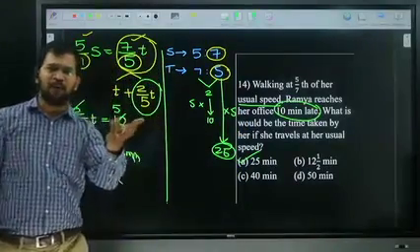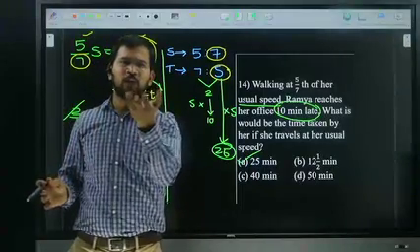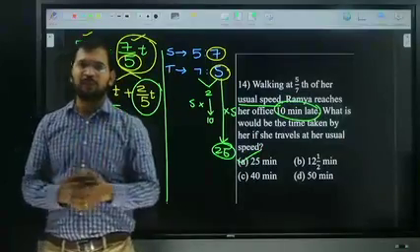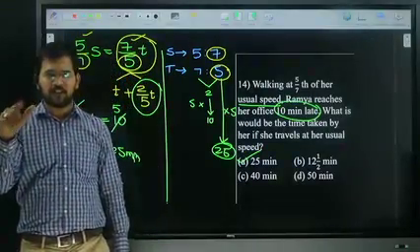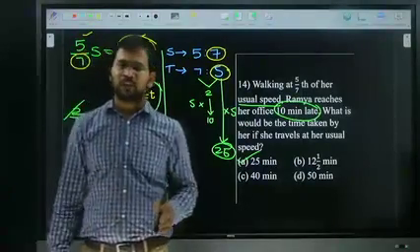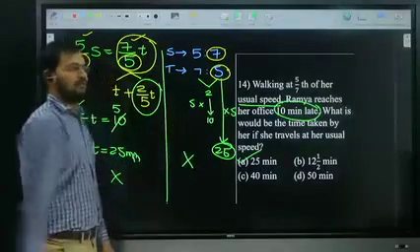Are you understood? 5 is to 7, 7 is to 5. 2 parts difference. 2 parts is nothing but 10 minutes, and therefore 1 part is nothing but 5 minutes. They're asking for the original time, which is 5 parts. Therefore 5 into 5, 25. So this is another method to solve, but we don't follow this one also.